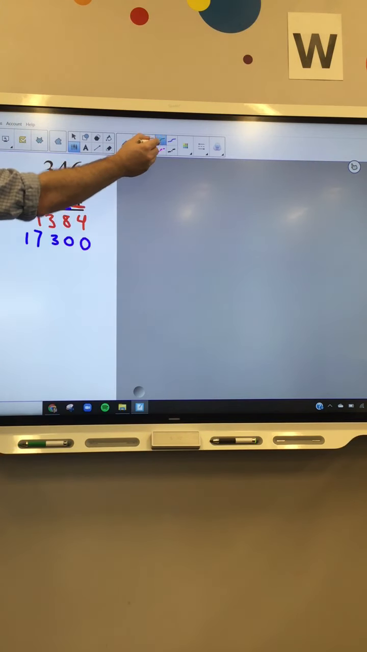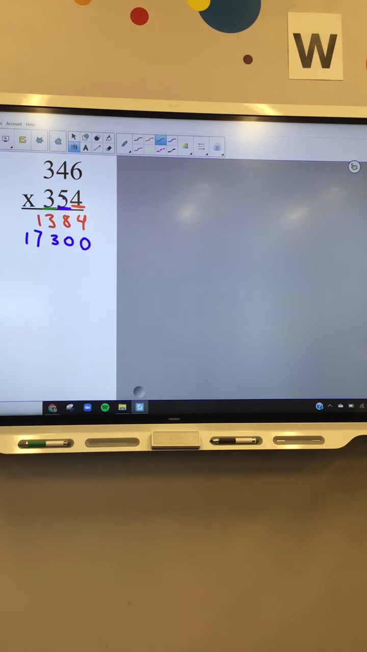So now let's do 300. Because it's not 3 and because it's not 30, what do I need to put? A 0 here and a 0 here. Alright, so now 3 times 6 is 18. 3 times 4 is 12. Plus 1, 13. 3 times 3 is 9, plus 1, 10. Okay, so now what does this 103,800 represent?